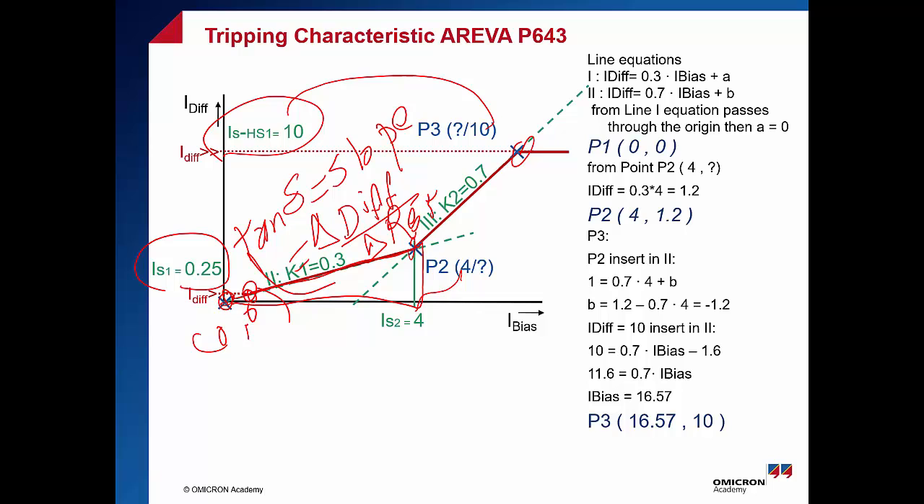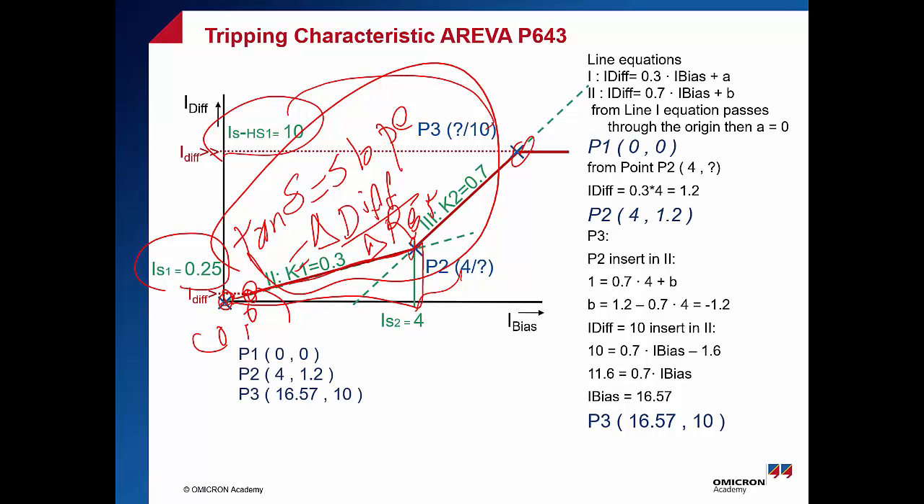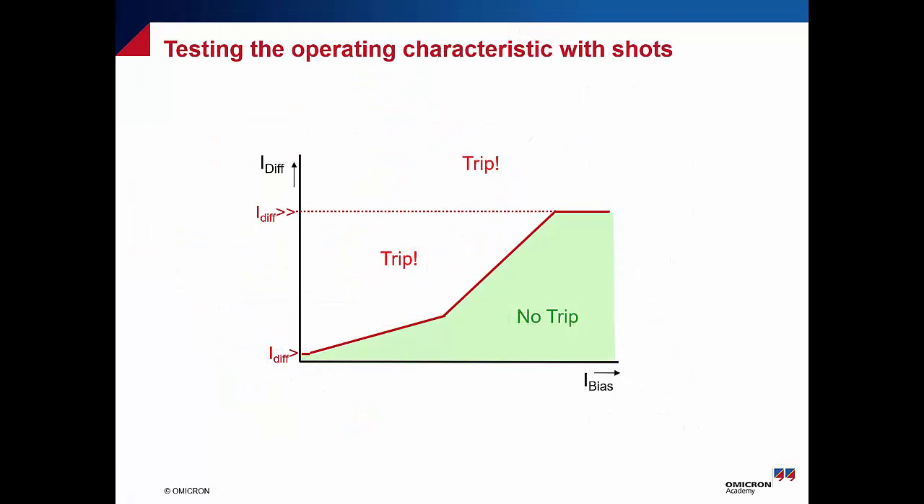From this equation you can also find the missing parameter, and after that you have to define those points which are used to draw your operating characteristic. This is how it looks like. And to test this operating characteristic, we have two techniques.